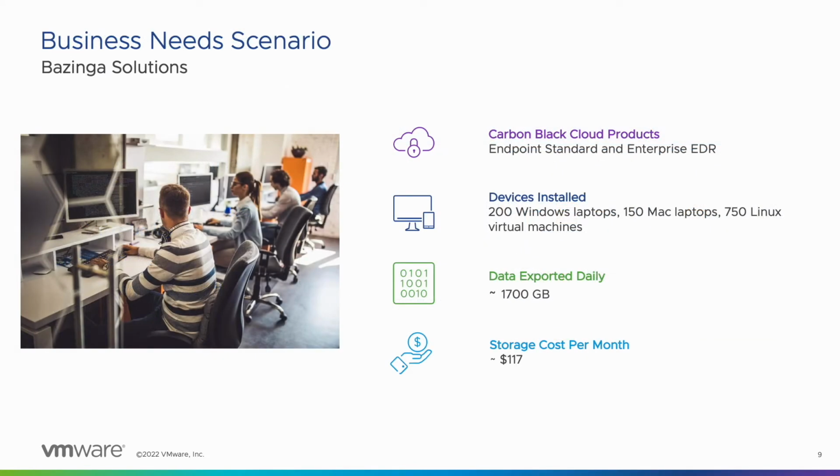Let's take a look at a fictional yet real-world scenario. Here we have Bazinga Solutions, an organization who has purchased 2 Carbon Black Cloud products, Endpoint Standard and Enterprise EDR. They have 200 Windows laptops, 150 Mac laptops, and 750 Linux virtual machines that need to be monitored. We've calculated that Bazinga exports around 1,700 gigabytes of data per day, resulting in approximately $117 per month in data storage costs. I want to show you how we can use the Carbon Black Cloud Data Forwarder's advanced filtering capabilities to not only isolate the meaningful data, but to also drive the storage costs down.